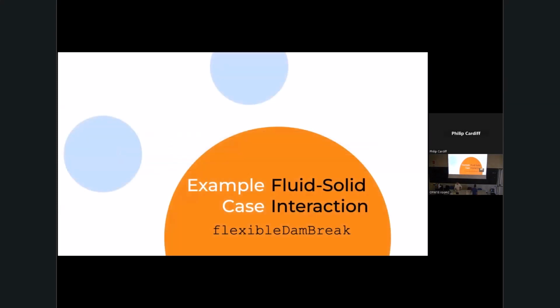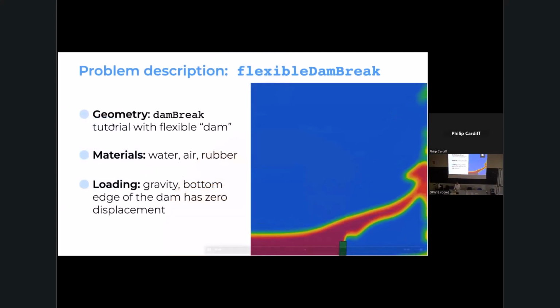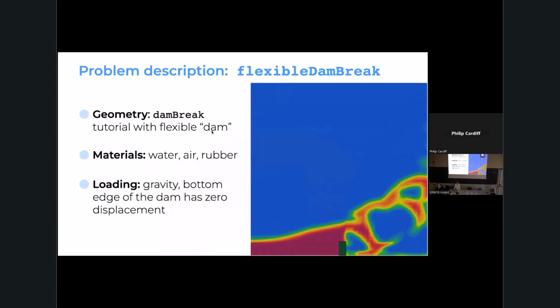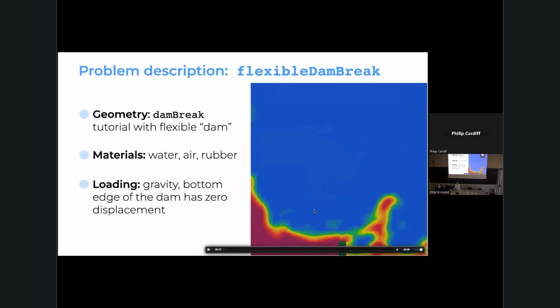Okay, FSI test cases. I have a couple to look at: the flexible dam break, and then the 3D tube. Okay, you saw this one at the start. The geometry is just the dam break tutorial, and then I just add a little simple blockMesh for the block itself. We have water, air, and then a kind of rubber, because if it was steel, it wouldn't move at all, really. Gravity, the bottom edge of the dam is set to zero displacement, and then you have an FSI interface.